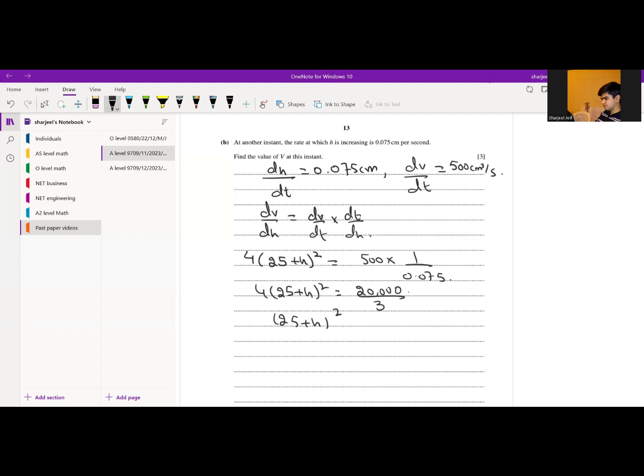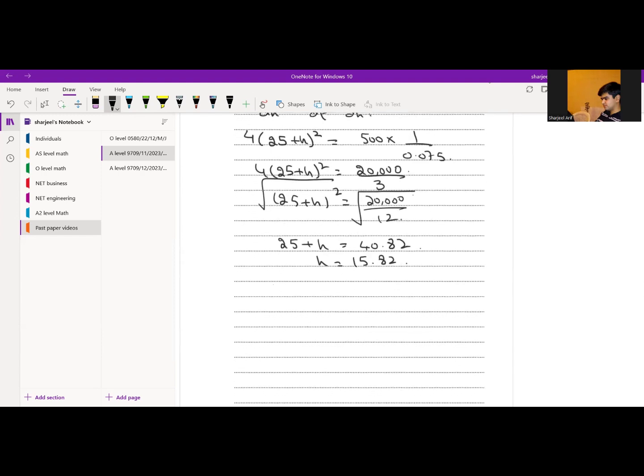20,000 over 3, sorry. Simplify it to get 20,000 over 12. Now take the square root on both sides. You will get 25 plus h equal to 40.82, and h will be equal to 15.82. You have to find the volume. Just substitute the value of h in the equation.